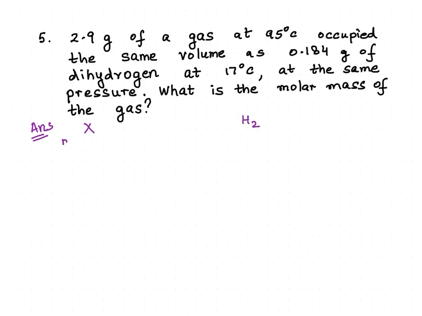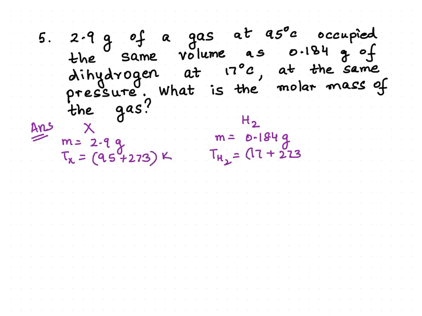The mass of gas X is 2.9 grams, and the mass of hydrogen is given to us as 0.184 grams. The temperature of gas X is 95 plus 273. Temperature of hydrogen that we've got is 17 plus 273. The unit that will be applicable over here? Yes, absolutely. Don't forget to convert it into kelvins.